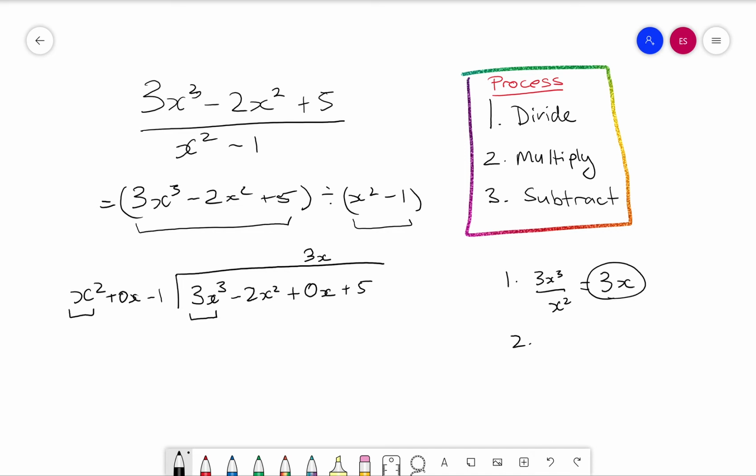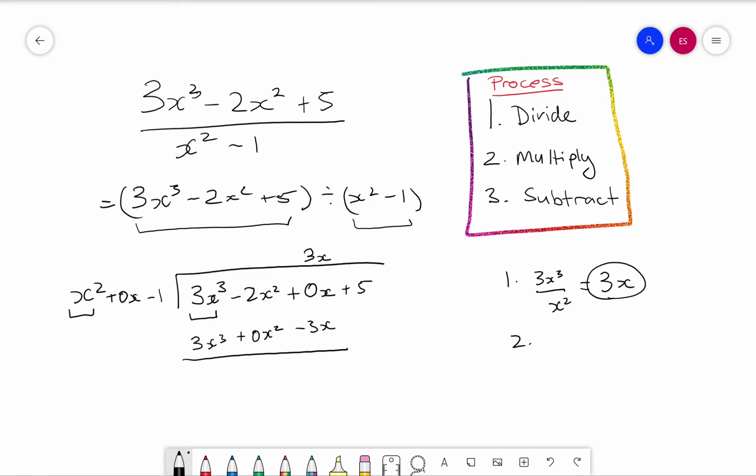And then the next step is we multiply this 3x term by what we're dividing. So x squared plus 0x, take 1. So 3x times x squared is 3x cubed, times 0x is 0x squared. Then take 1, so it'll be negative 3x. Great, so that's our step 2 done. And then what we do next is we do step 3, which is subtract.